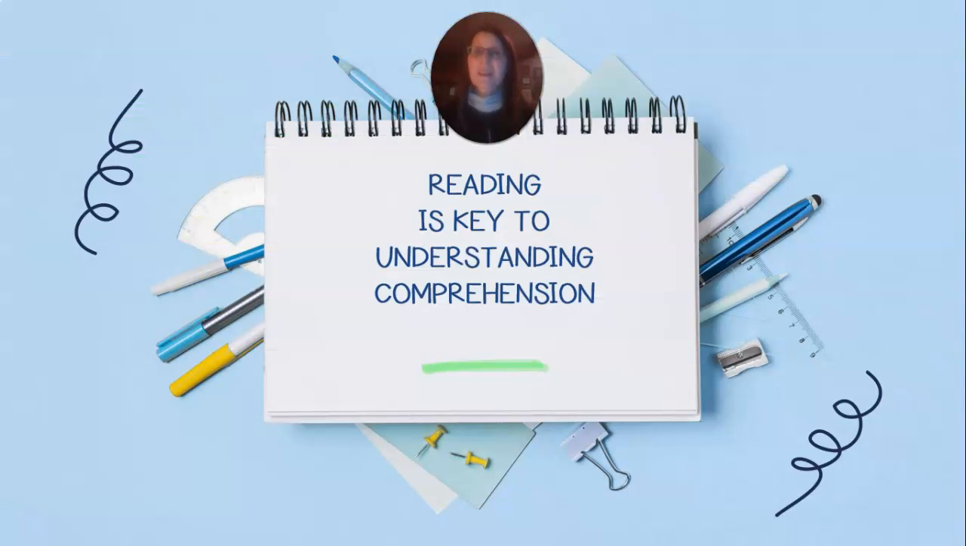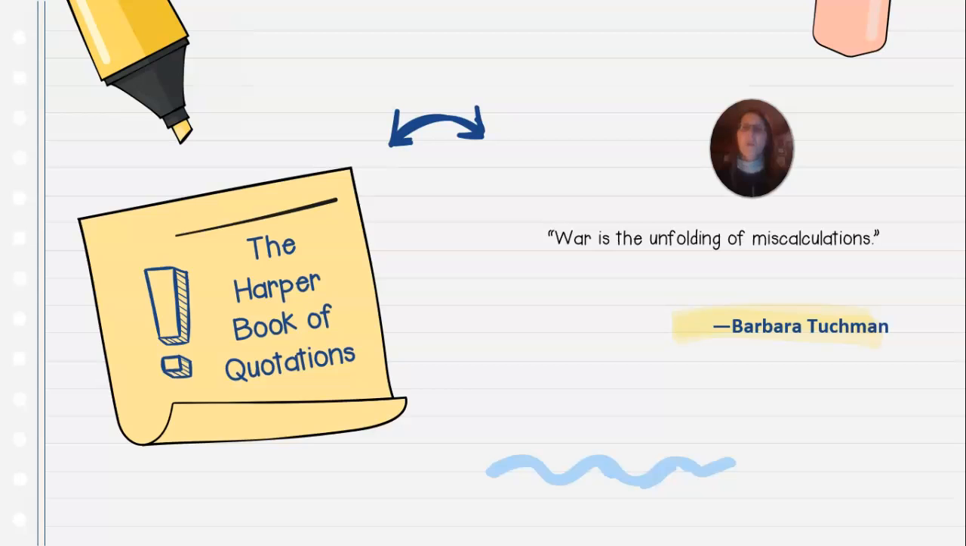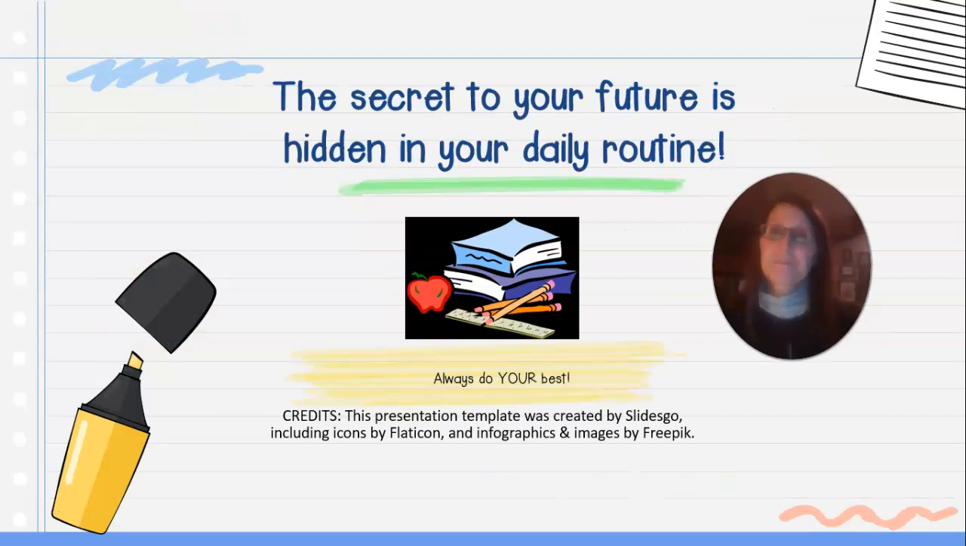Reading, again, is key to understanding comprehension. So you're reading pages 298 to 306. As I said in the beginning, make sure you are completing your reading that ties together these lessons. Our quote section, the Harper Book of Quotations: War is the Unfolding of Miscalculations by Barbara Tuchman.